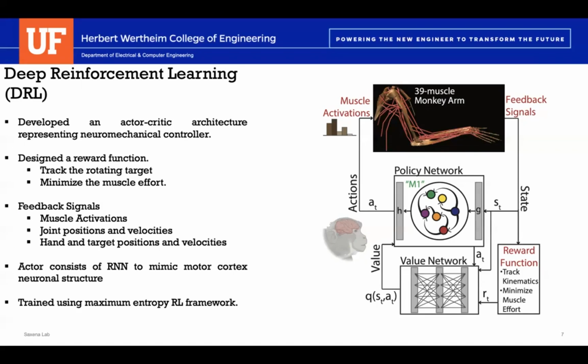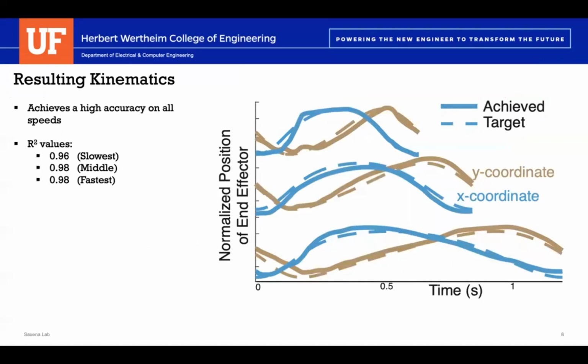The actor here represents a mapping from state to probability distribution over actions, and therefore can be considered as a controller. The critic represents a mapping from a state and action pair to the Q value of that state-action pair. We trained the resulting agent using a maximum entropy deep reinforcement learning framework to track the rotating target at 3 different speeds. In this slide, I will discuss the results.